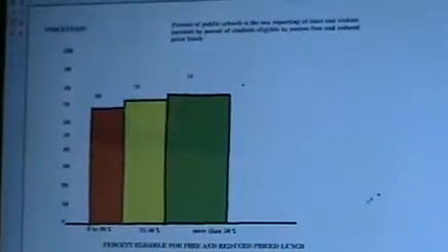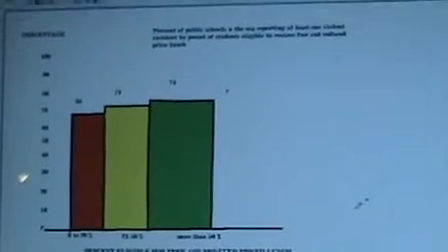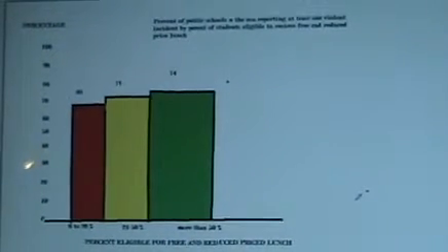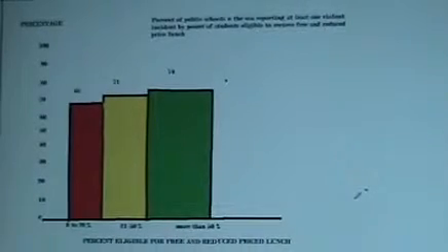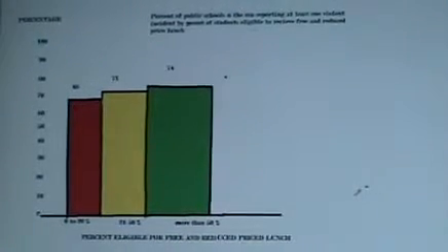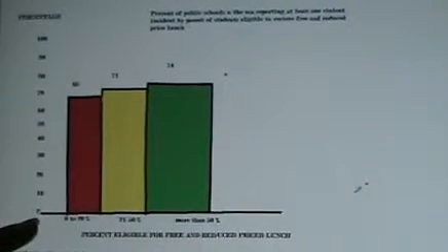Now this graph shows the percentage of public schools in the U.S. reporting at least one violent incident by students eligible to receive a free and reduced price lunch. Violent incidences include rape, sexual battery, physical attack with or without a weapon, threat of physical attack, and other.